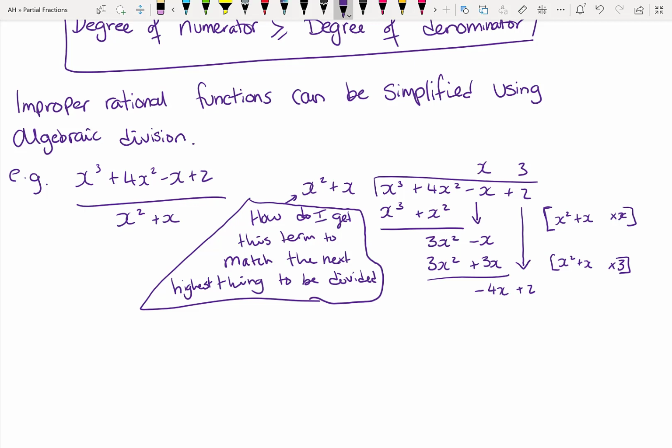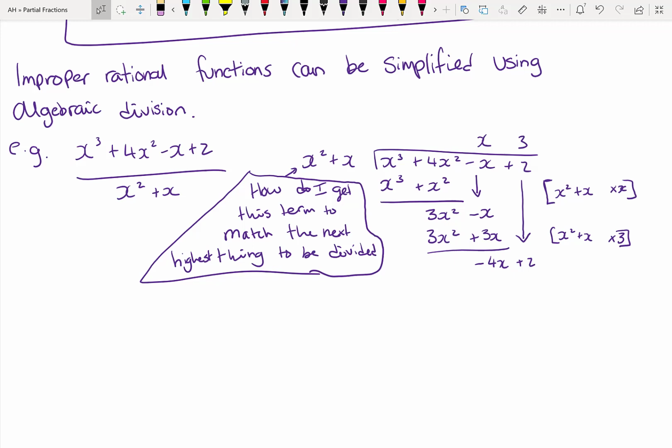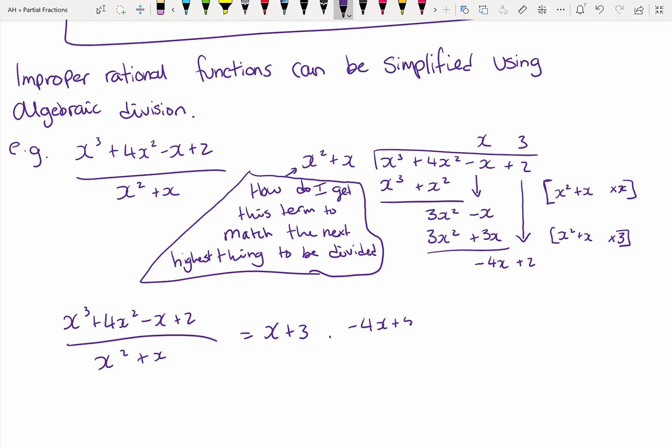Alright, the highest power of the thing still to be divided is no less than the thing I'm dividing it by. And so what that is going to mean is that my fraction of x cubed plus 4x squared minus x plus 2 all divided by x squared plus x can be divided to give me x plus 3 times, and a remainder here of minus 4x plus 2 that has not yet been divided. And so it gets written like that as my wee fraction.